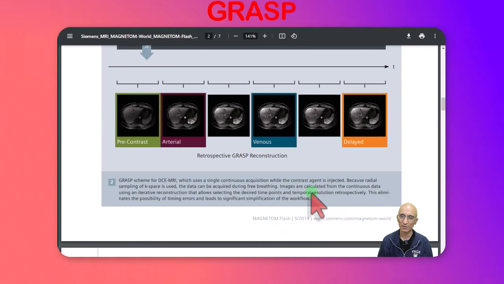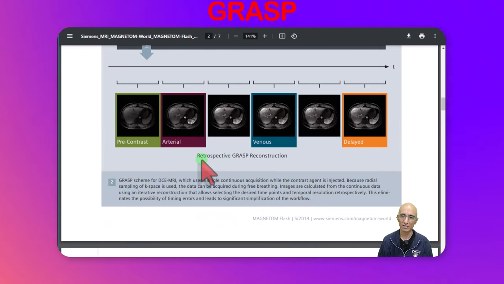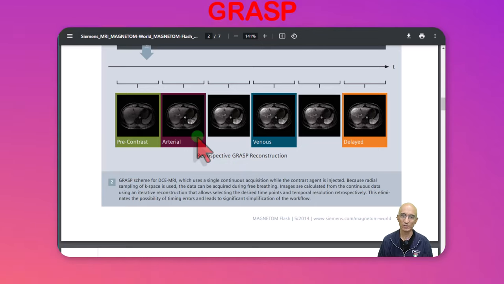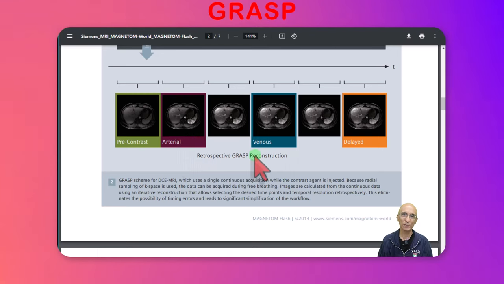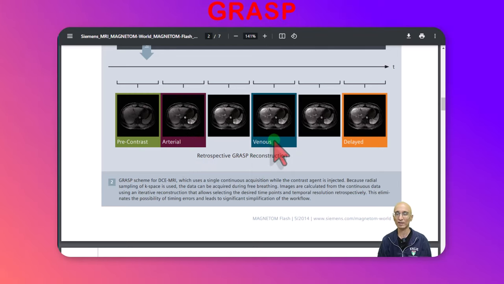So the advantage of GRASP images is that it is a retrospective reconstruction of images in any time phase you want. So we can reconstruct the images in any phase, like arterial, venous, and delayed venous phase. And also the patient is free breathing. So this is particularly of great use in pediatric patients. So let's look at the GRASP images.